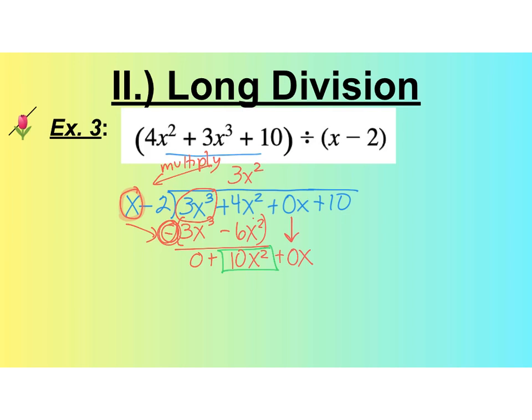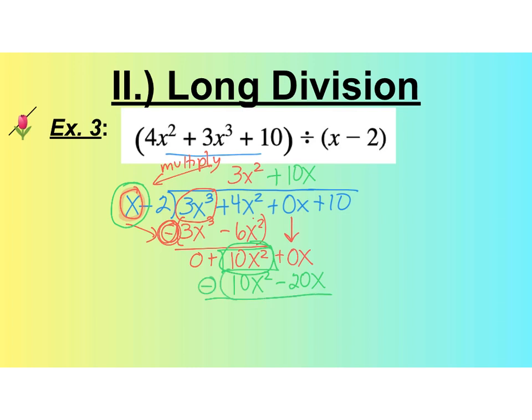So now I'm going to start over again. I'm going to grab the green and, just like a fresh problem, this x and this 10x squared is what I'm thinking about. So what do I have to multiply x by to get 10x squared? I have to multiply by 10 and an x. So I'm going to put that above my x column, and I'm going to multiply down. 10x times negative 2 is negative 20x. 10x times x is 10x squared. Those came out to be exactly the same, which is what I want.